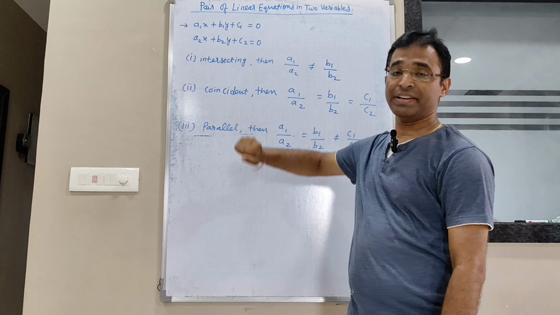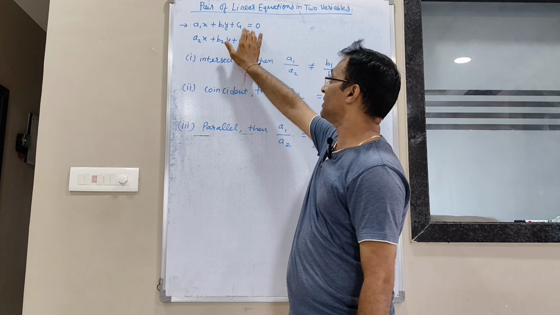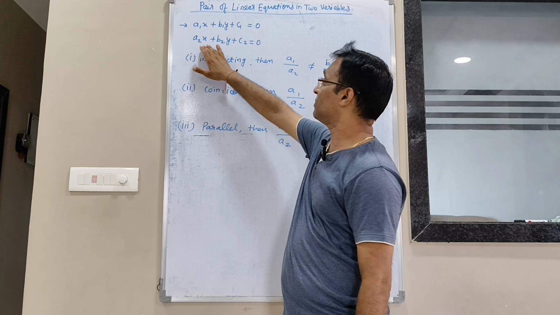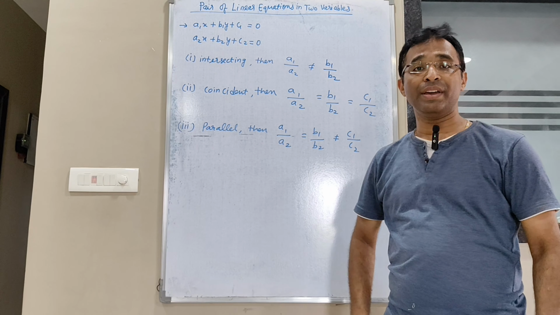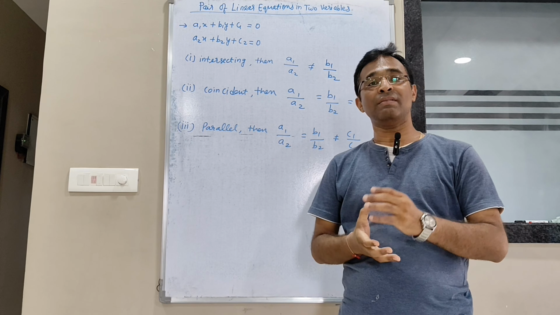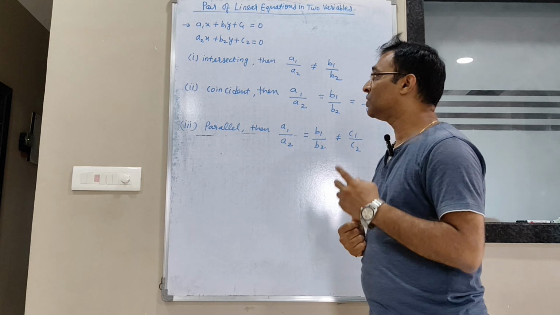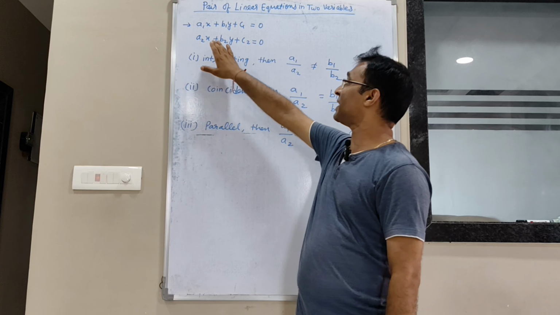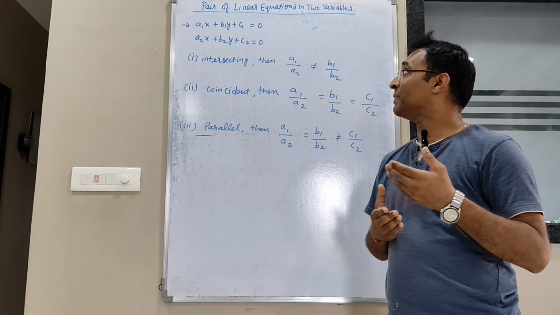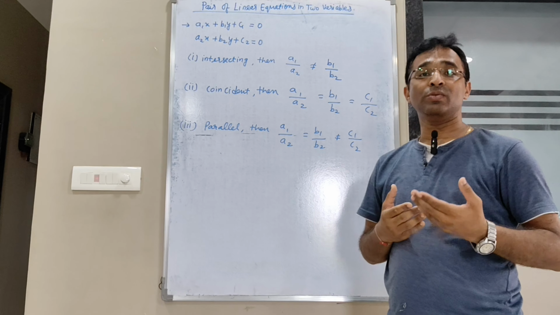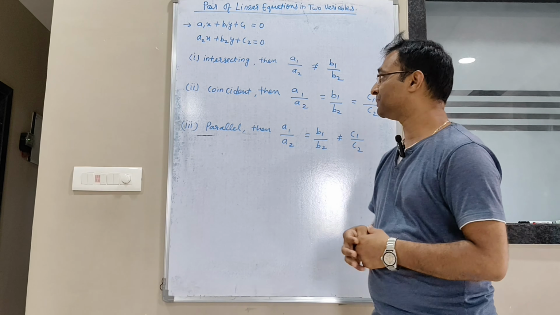Let's consider two generic equations. First is a1x plus b1y plus c1 equals to 0. Second is a2x plus b2y plus c2 equals to 0. Now here, if I ask you how many variables are present in these equations, the answer is 2. First is x and second one is y. And a1, b1, c1 and a2, b2, c2 are the constants, which have certain values.